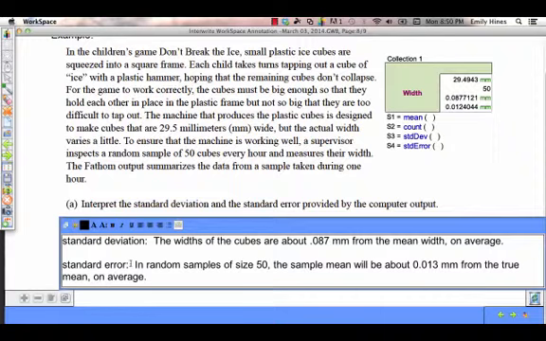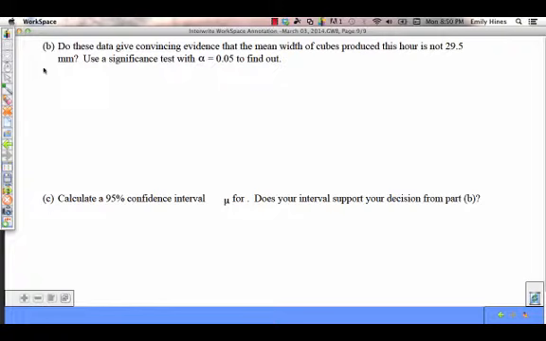Standard error talks about samples. So in random samples of size 50, any mean will be about 0.013 from the true mean on average. So whatever the actual mean of the population is, this is probably somewhere in the vicinity of 0.013 millimeters away from the true mean. Okay, do these data give convincing evidence that the mean width of cubes produced this hour is not 29.5 millimeters? Okay, so this tells us to use the significance test.